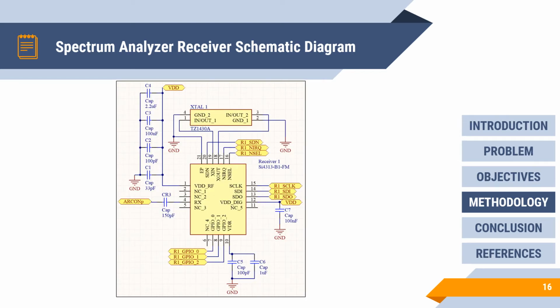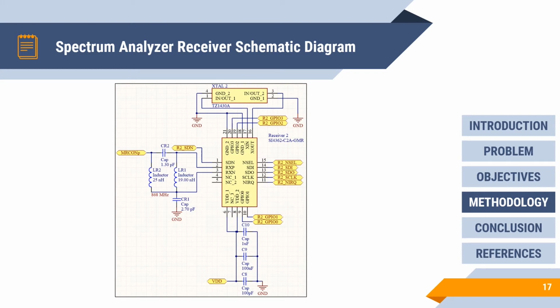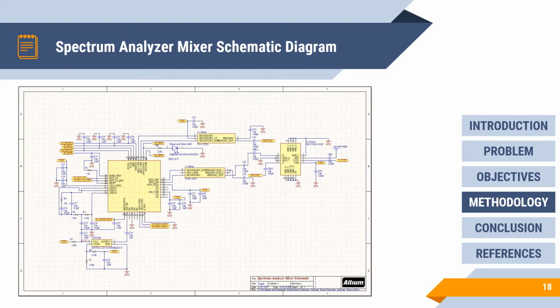This is the SI4313, the receiver that is directly connected to the RF switch that will be shown later. It is the pass-through receiver that will receive the signal from 240 MHz to 960 MHz. This is the SI4362, the receiver that is connected to the mixer and will receive the signal from 961 MHz to 4 GHz, after it has been converted to 868 MHz.